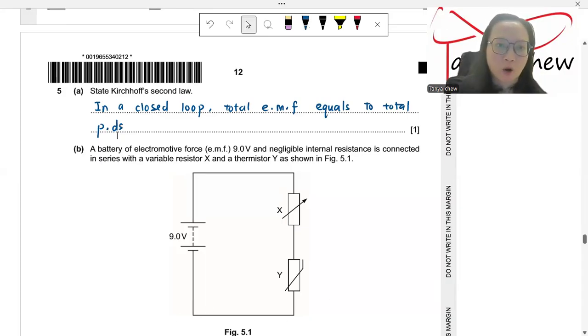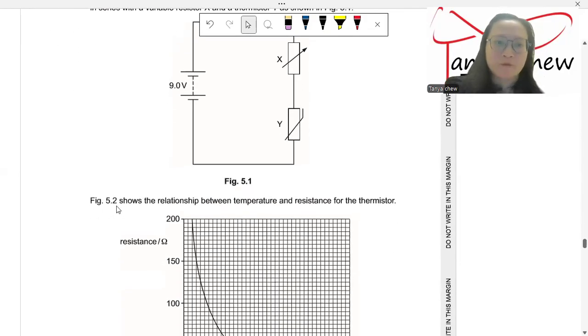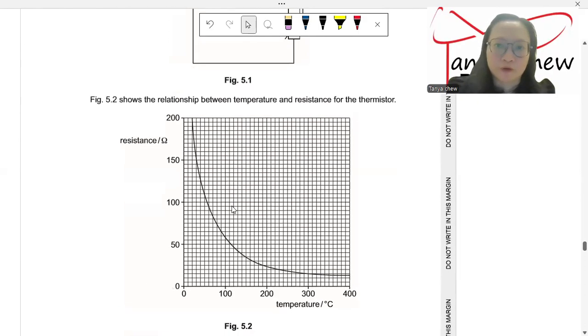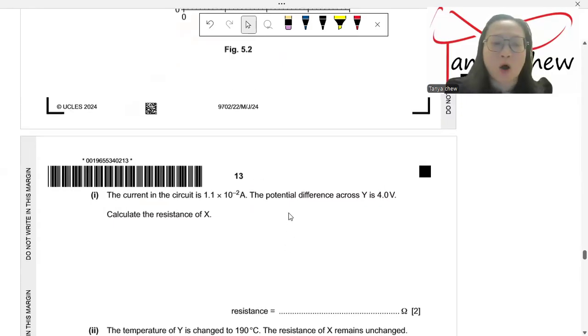B, a battery of EMF 9 volt and negligible internal resistance is connected in series with a variable resistor X and a thermistor Y as shown in Fig 5.1. Fig 5.2 shows the relationship between the temperature and the resistance of the thermistor. Now, first, the current in the circuit is 1.1 times 10 to the power negative 2 ampere. Potential difference across Y is 4 volt. Calculate the resistance of X.